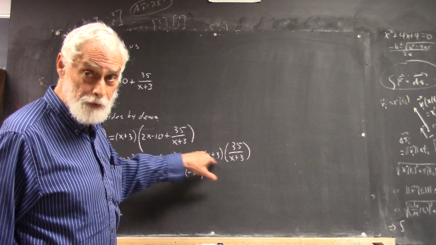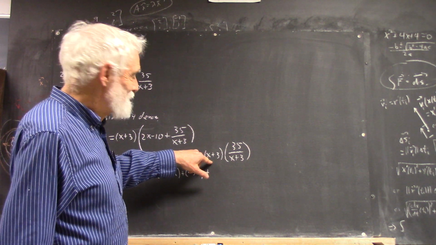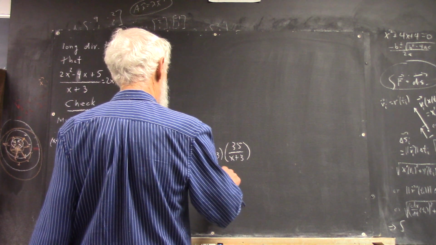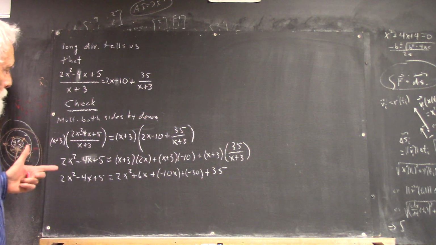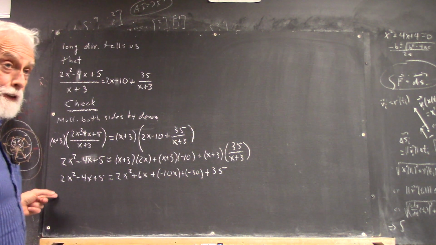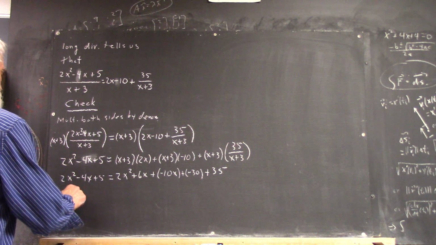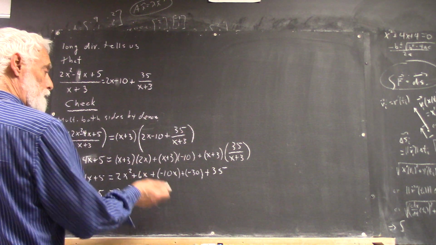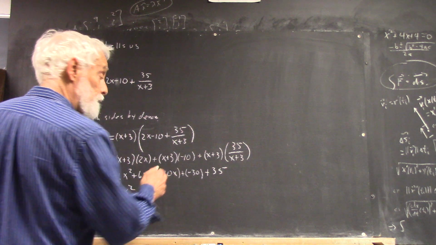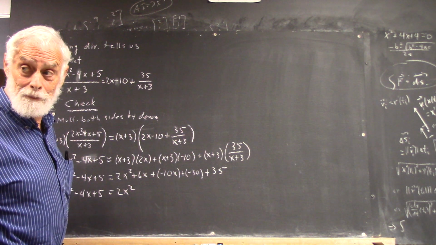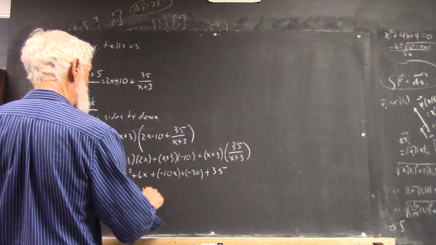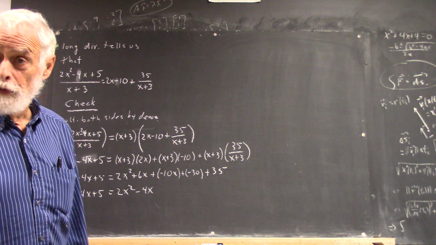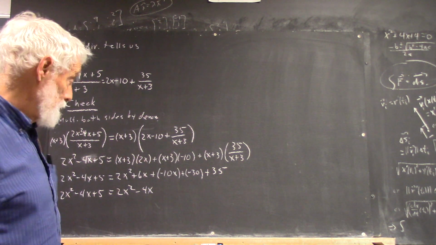That's where I would have discovered my mistake if I left a negative sign there, right? Okay? But x plus 3 over x plus 3 is just 1, so we end up with 35. Now, we hold our breath and see if all this simplifies to this. Then we get 2x squared minus 4x plus 5 equals 2x squared, there's only one x squared term here. We've got 6x and negative 10x, right? What's that add up to? Minus 4x. Okay, that's negative 4x. Hopefully that's what we got on the other side, but I'm afraid to look. Okay? And then we got to add the negative 30 to the 35, and we get 5, right?